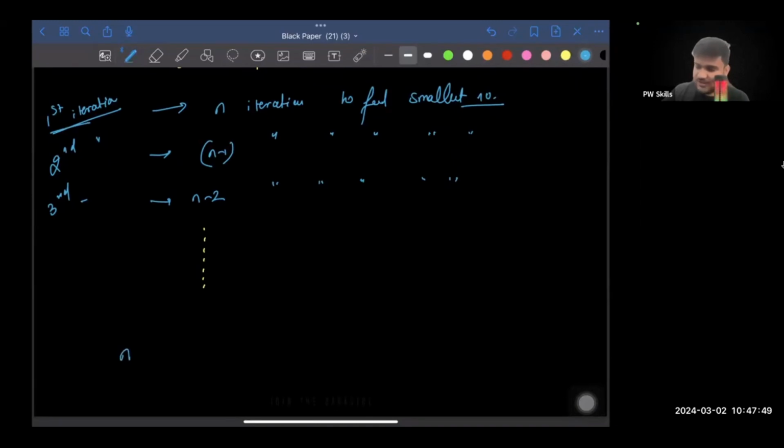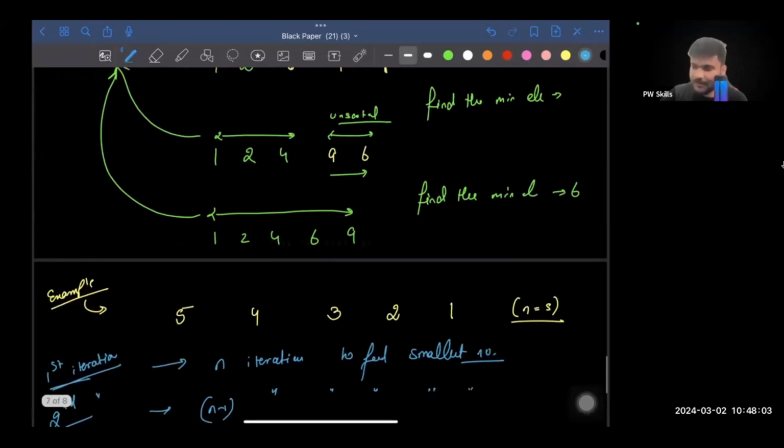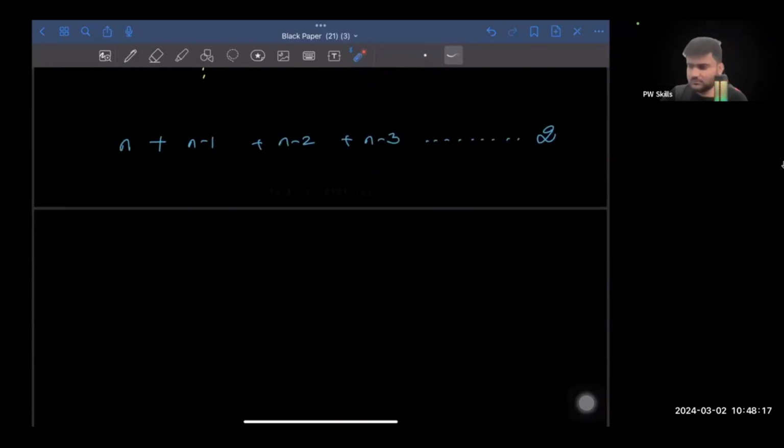For the first iteration, we did n iterations. For the second iteration, we did n minus 1 iterations, n minus 2 iterations, n minus 3 iterations, and so on, up till you have what? 2 elements left, 9 and 6. When you have 2 elements left, you need to check both the numbers to find the smallest number, and that's it. That is it. Let's total it up.